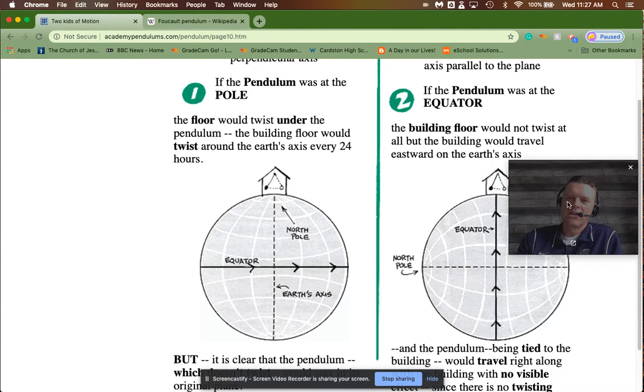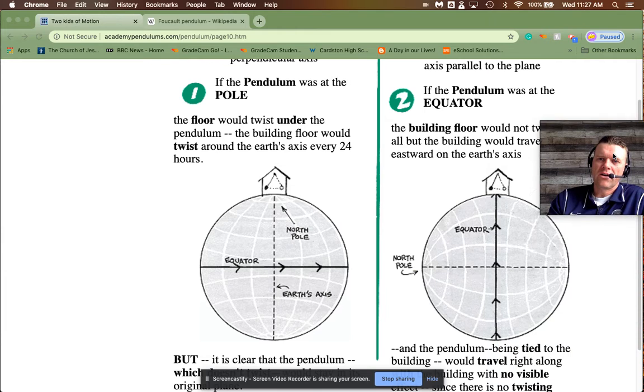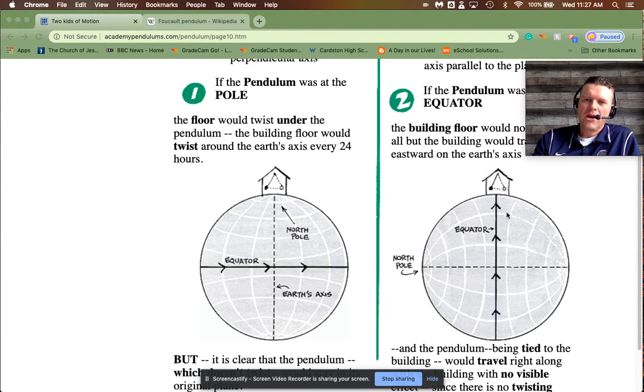Now if you changed it, you can see this one here on the equator. At the equator, there would be no change at all, because the building that you're in, or however you've set up your pendulum, would be turning with the Earth. So there'd be no change at all.